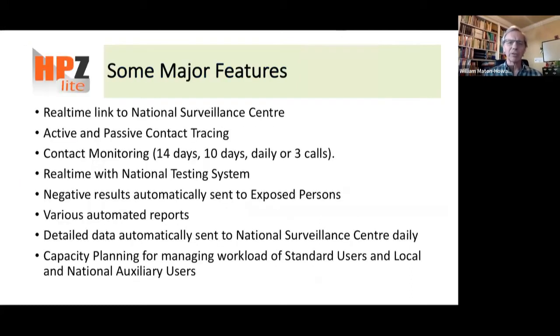Some of the features of the system that they've developed very much link into the Dutch National Surveillance Centre, and allow active and passive contact tracing and contact monitoring, a real-time national testing system, and allow negative results to be automatically sent to exposed people. So all of this sounds fairly familiar with some of the things that we are more than aware of, that we've been trying to attempt nationally and internationally in relation to COVID.